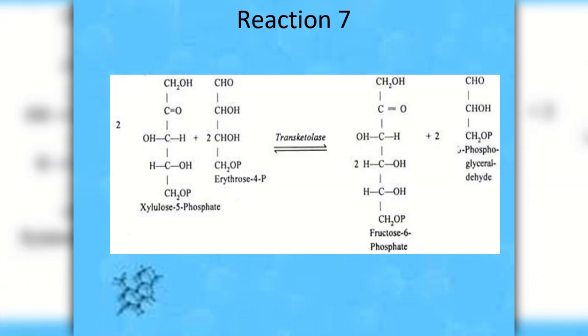Reaction 7. 2 molecules of erythrose 4-phosphate react with the remaining 2 molecules of xylulose 5-phosphate in the presence of transketolase to form 2 molecules of fructose 6-phosphate and 2 molecules of 3-phosphoglyceraldehyde.